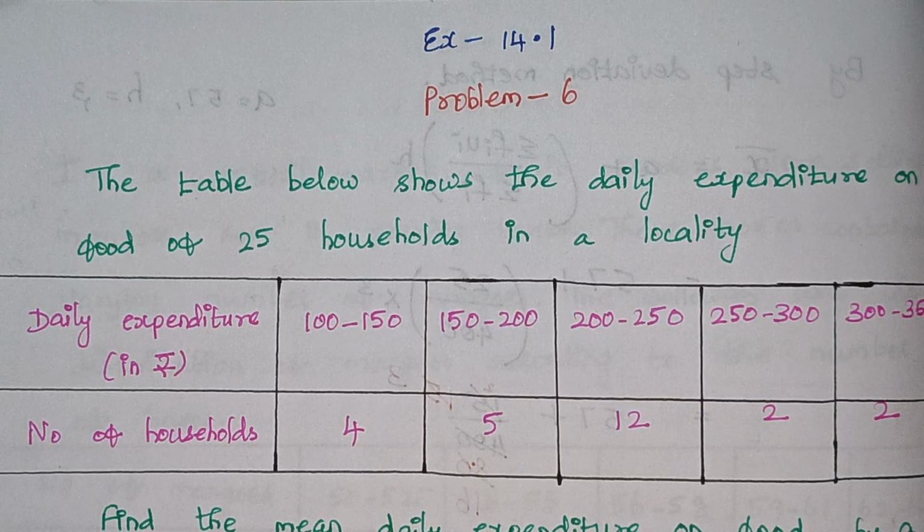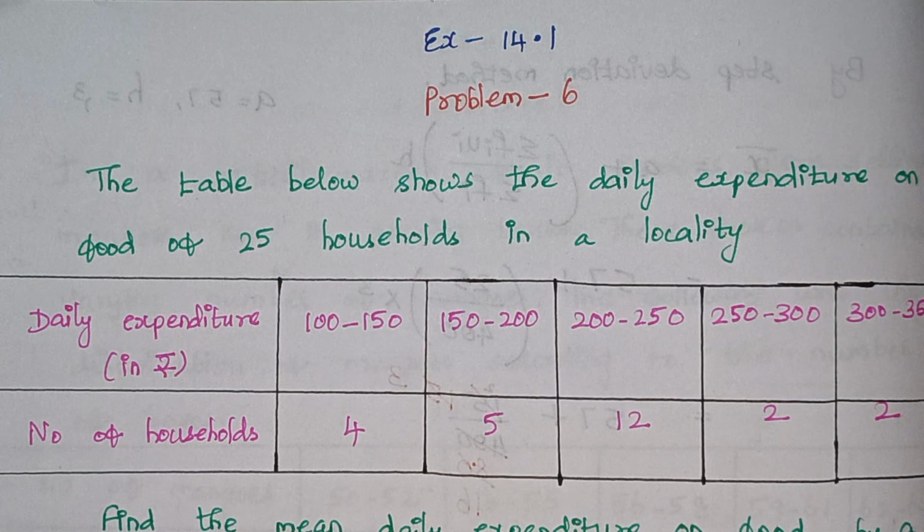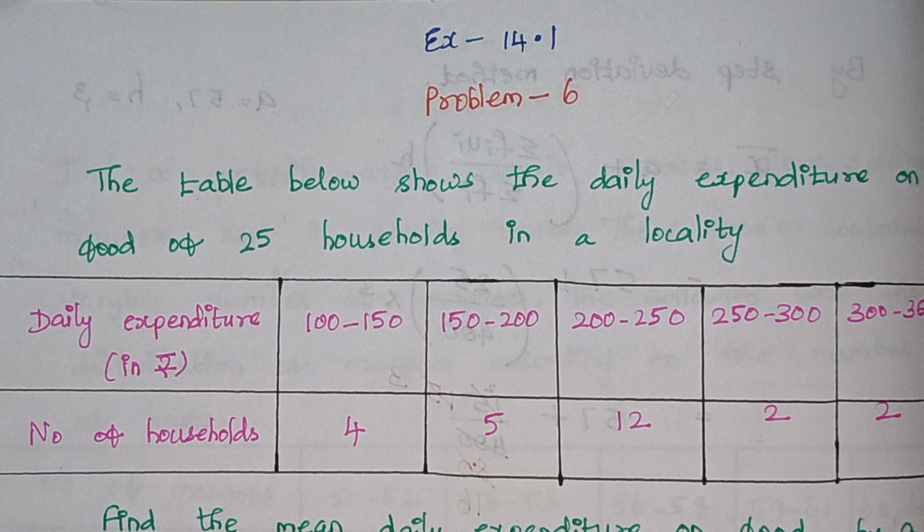Today we are going to solve problem 6 in exercise 14.1. We are going to solve this problem using two methods. One is the step deviation method and the other one is the assumed mean method. I am solving it using these two methods to show that the final answer will always be the same, whatever the method may be.